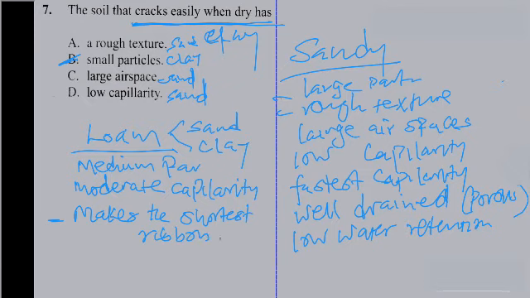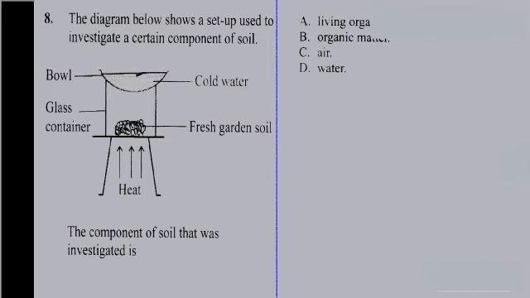Remember that sandy soil does not make a ribbon. We stated that. And then another thing, it is good for farming. Because one, it will retain some water, but again it does not get waterlogged, because its drainage is not too fast, but again it does not lose all that water. So it's good for farming. That is that. We look at the next question.